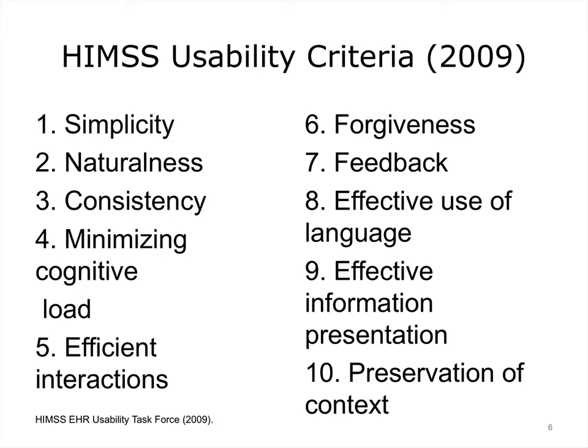In 2009, HIMSS published 10 aspects of usability: simplicity, naturalness, consistency, minimizing cognitive load, efficient interactions, forgiveness, feedback, effective use of language, effective information presentation, and preservation of context.